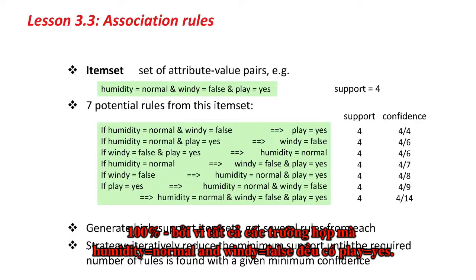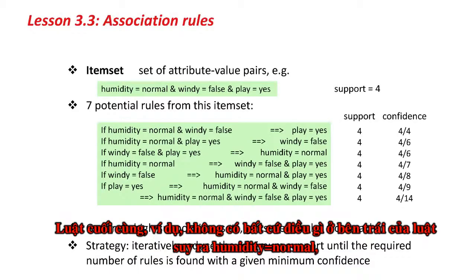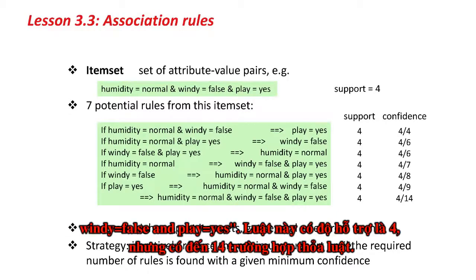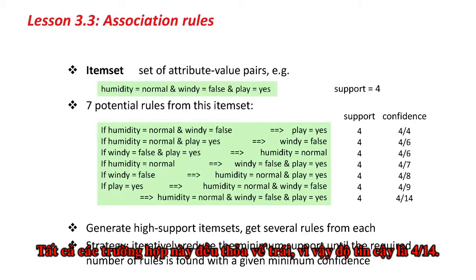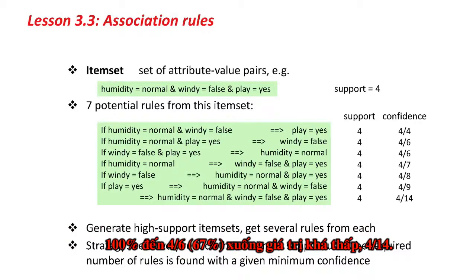That's because all of the instances for which humidity is normal and windy is false have got play is yes. And as we go down this list of rules, we get a lower degree of confidence. The last rule, for example, doesn't have anything on the left-hand side: anything implies humidity is normal and windy is false and play is yes. That's got a support of 4, but there are 14 instances that satisfy the left-hand side. All of the instances satisfy the left-hand side, so the confidence is 4 over 14. So you can see that as we go down this list of rules, the confidence is decreasing from 100% down to 4 over 6, that's 67%, down to quite a low value, 4/14.